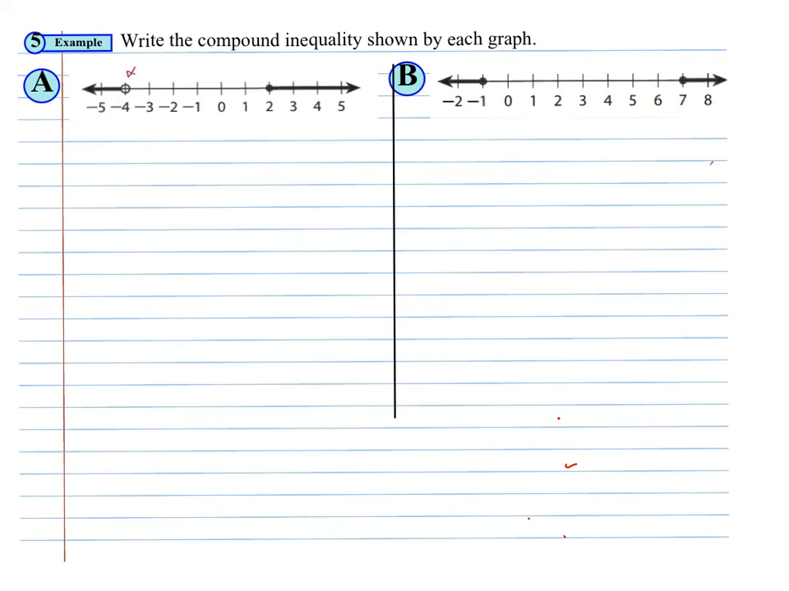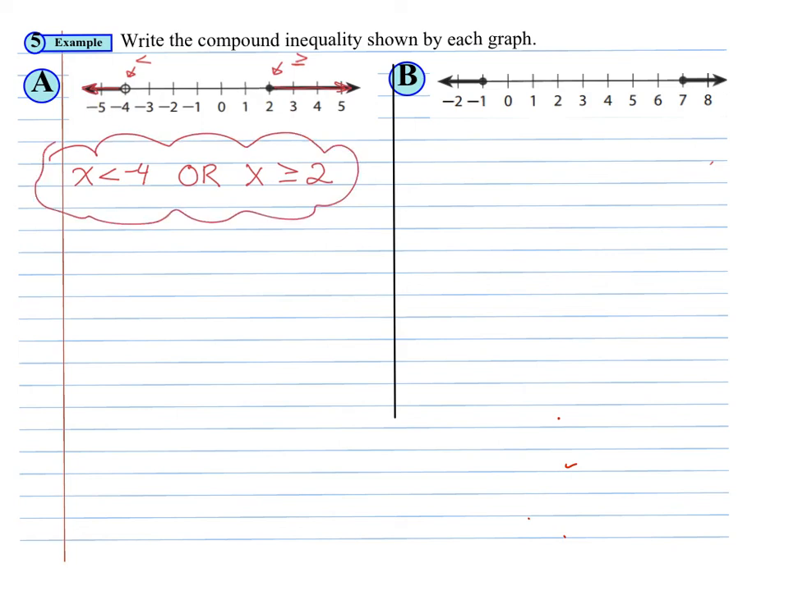Since this right here is an open circle, there's no equal sign, and it's all the numbers that are less than. So we're going to have a less than sign here. Since this right there is a closed circle, we're going to have an equal, and it's all the numbers that are greater than, so it's going to be a greater than sign. So we're going to have x is less than -4 for our left inequality, or for our right inequality, x is greater than or equal to 2. So this is my compound inequality for that graph.